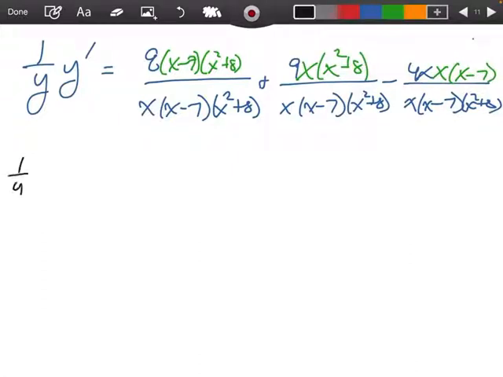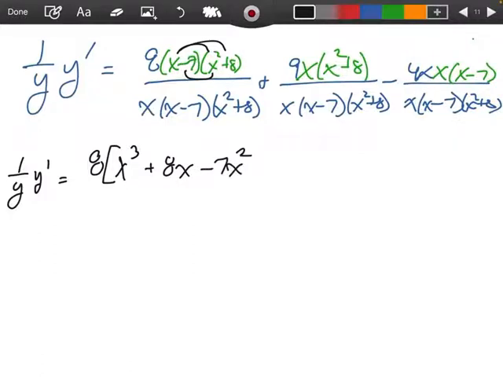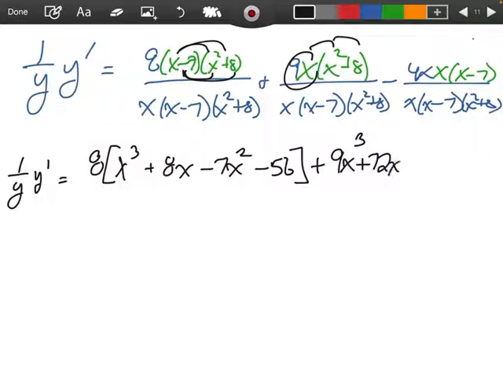Now I've got 1 over y and my y prime. I'll leave the 8 alone. I'm going to go ahead and multiply this part out. That's going to give me an x to the 3rd and a plus 8x and a minus 7x squared and a minus 56. And then plus, 9x times this is going to give me a 9x to the 3rd plus a 72x.